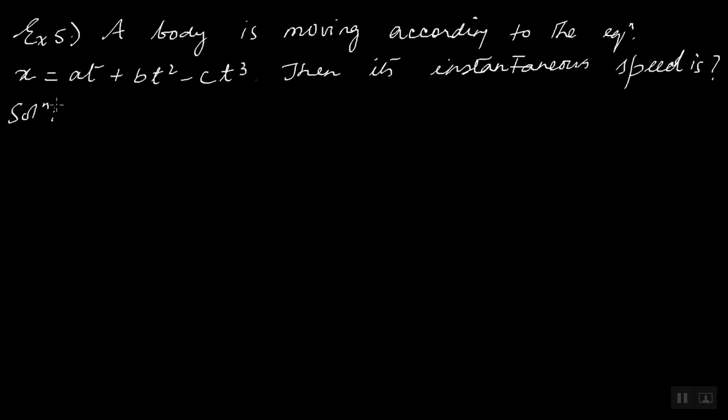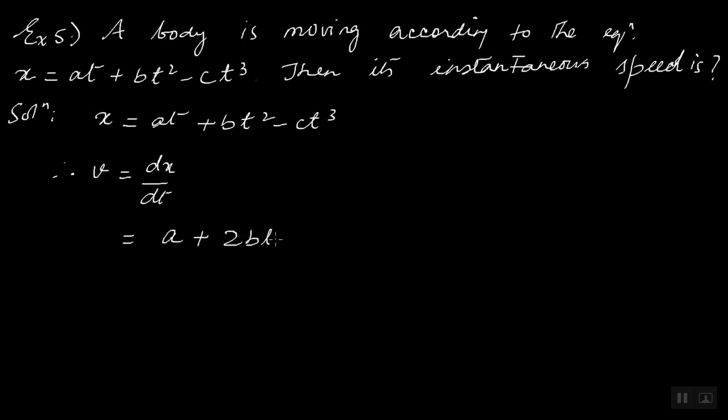Exercise 5. A body is moving according to this equation, x is equal to this. All right, because it is x, this is the position. Then it's instantaneous speed. So this is not a very difficult problem. Instantaneous speed will just be dx dt. Finish. So you'll get a plus 2bt minus 3ct square. Answer. That's it.